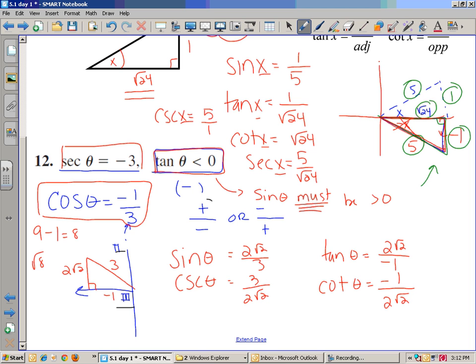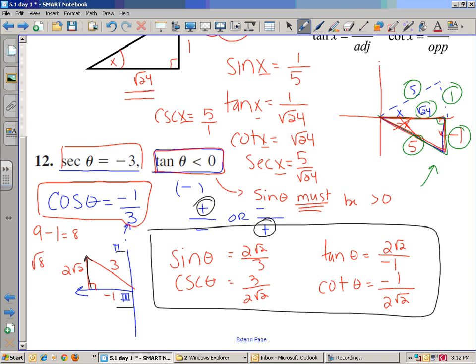Now, based on the fact that they have to be opposite signs, we're looking for a positive sign, and the only place that happens is up. Okay? So those are our 6 values, and these are the only options given the 2 requirements that we had.